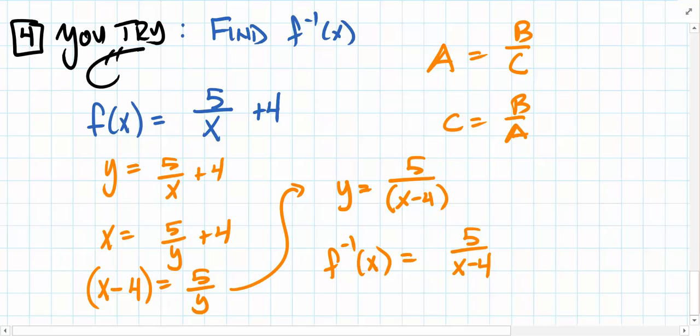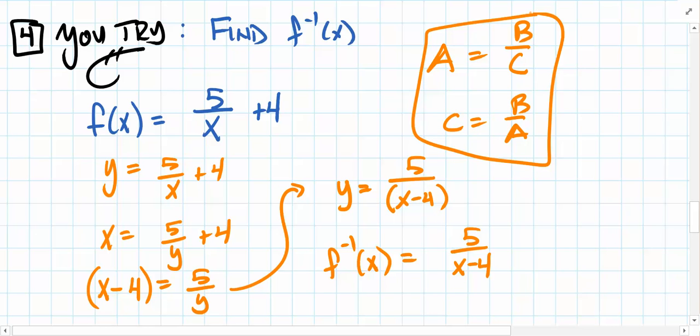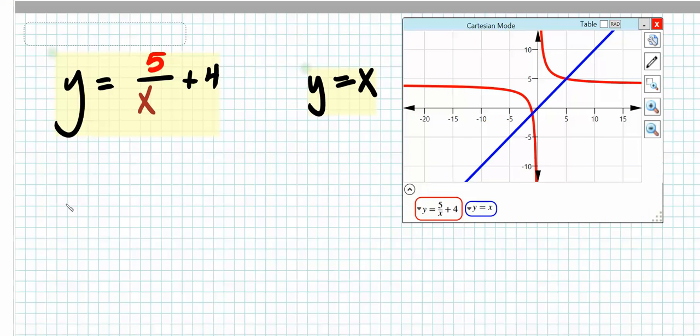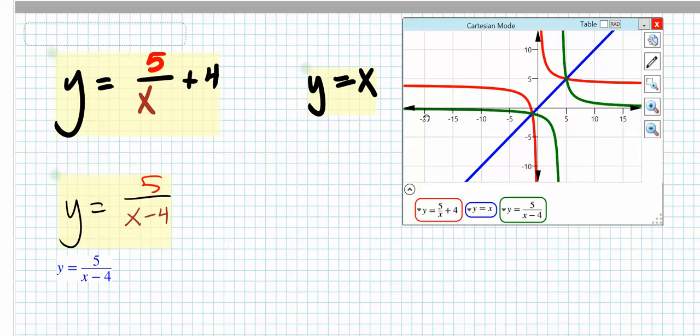So let's go back to this and graph this. y equals 5 over an x minus 4. If I put this one on the graph, hey, there it is. Now it's been reflected. So you're about to do, like, switch the variables.